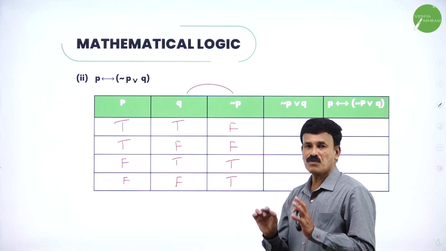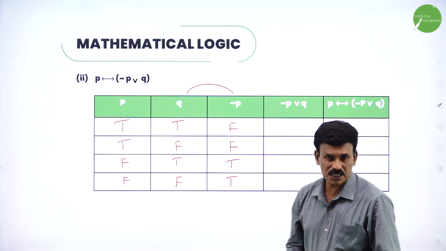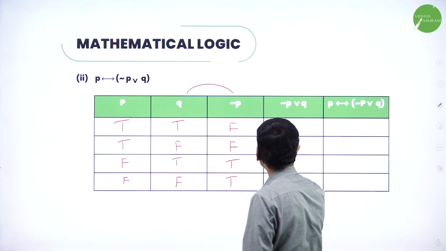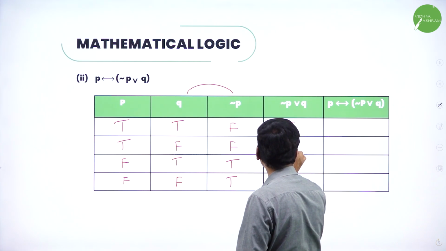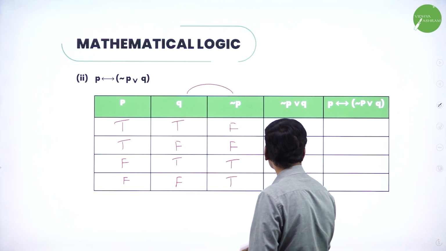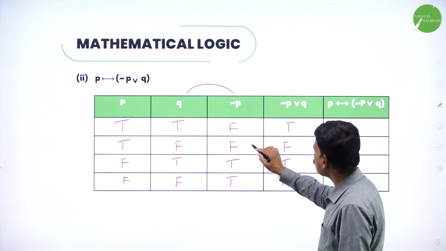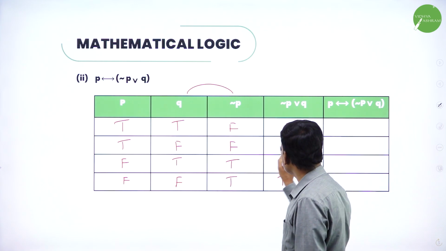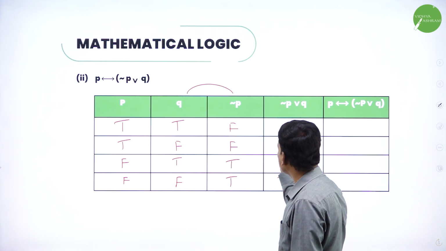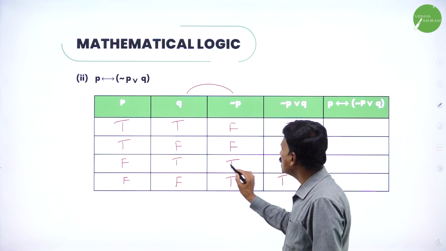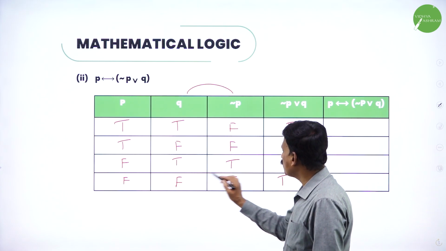Now write down the disjunction of negation P and Q. Disjunction means false and false is false, in all other cases it is true. So F and T is T, F and F is F, T and T is T, T and F is also T.